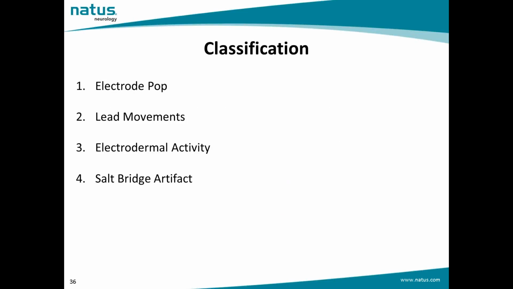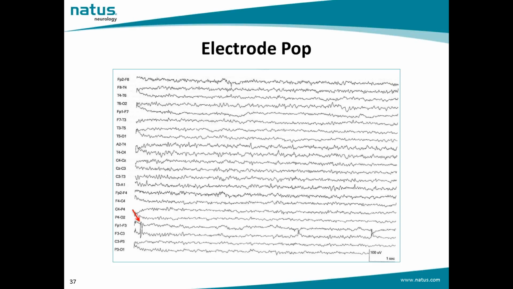The main electrode artifacts are classified according to these events: electrode pop, lead movements, electrodermal activity, and salt bridge artifact. The common electrode artifact referred to as an electrode pop is due to a sudden change of electrode contact causing deflections in the EEG, which suddenly deviate from the baseline and gradually return. Sometimes it's not easy to identify this type of artifact, but its shape is very characteristic.